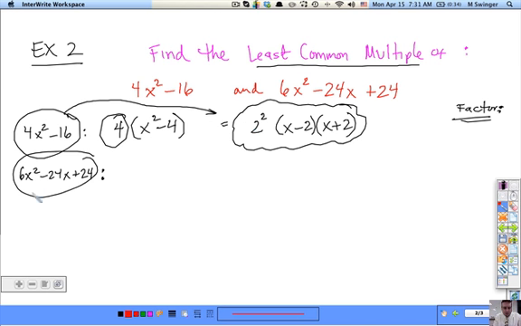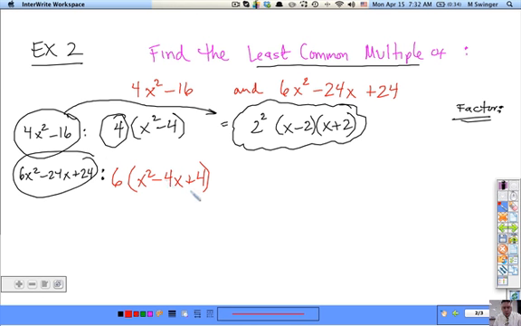Okay, next one. I look at this trinomial and I say, I don't want to slide and divide first. I want to look for a GCF, which is 6. So pull out a 6. x squared minus 4x plus 4. Then I say, can I factor this trinomial? Factors of 4 that add up to negative 4.